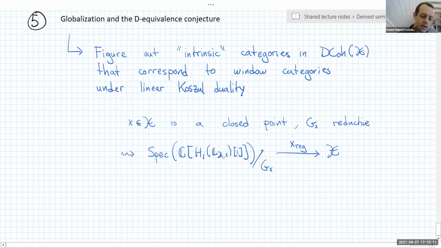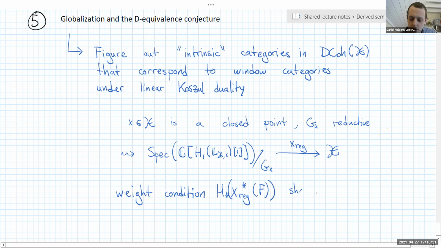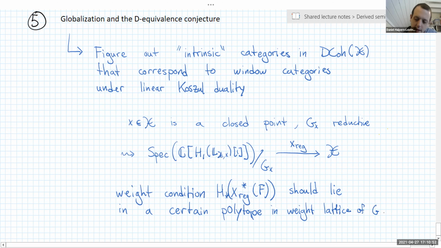And then the weight condition says that the pullback along X_reg of F, the homology of this, just as a representation of G_x, should lie in a certain polytope in the weight lattice of G_x. So that's the flavor of the weight condition.